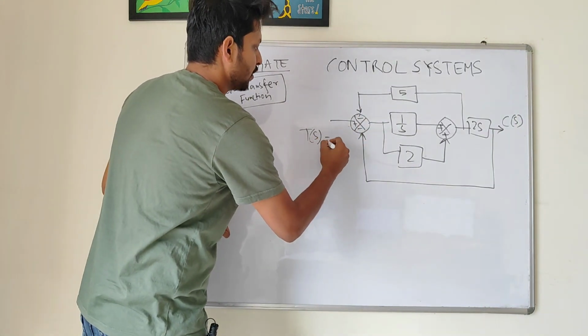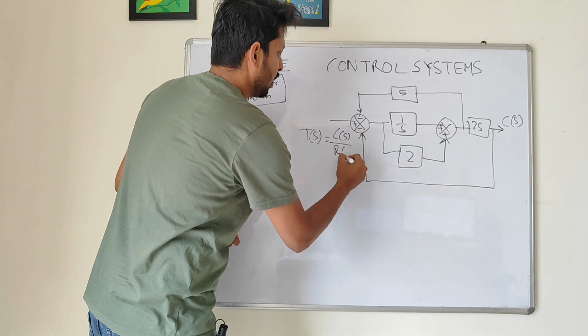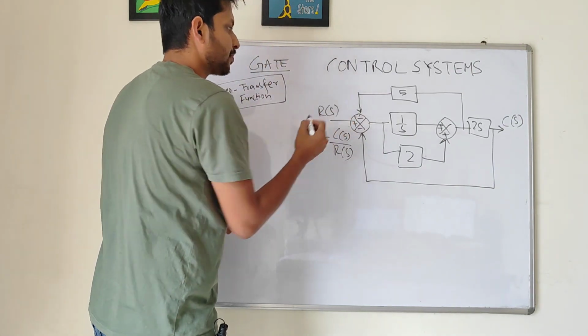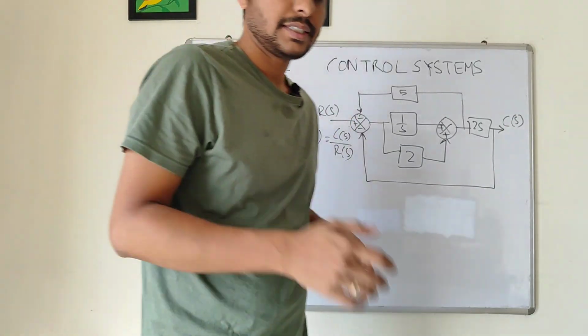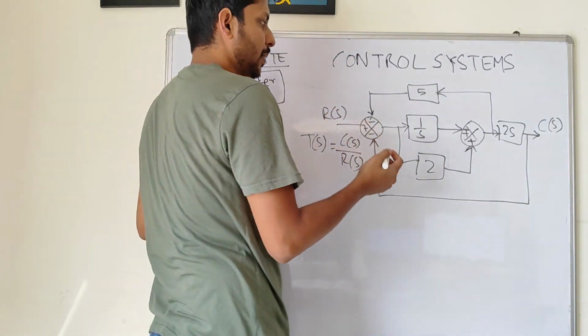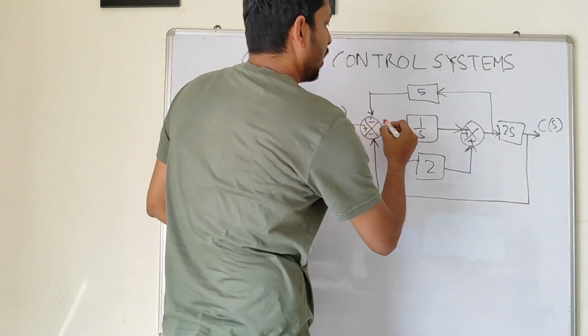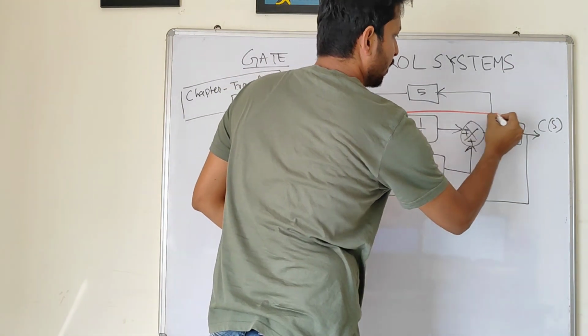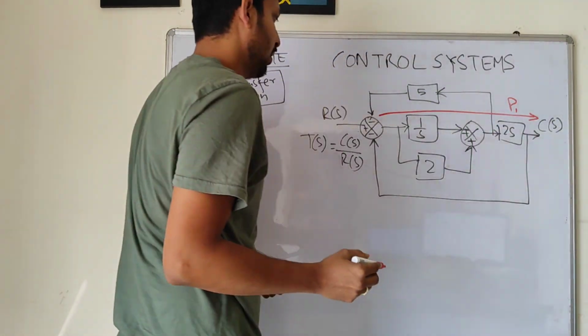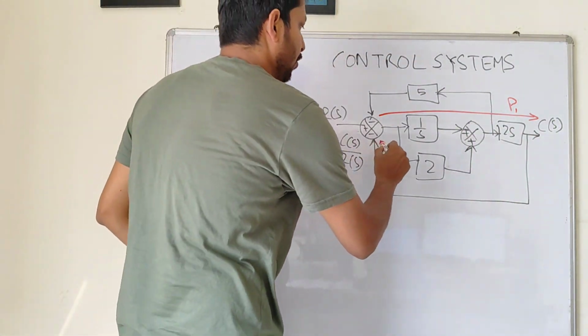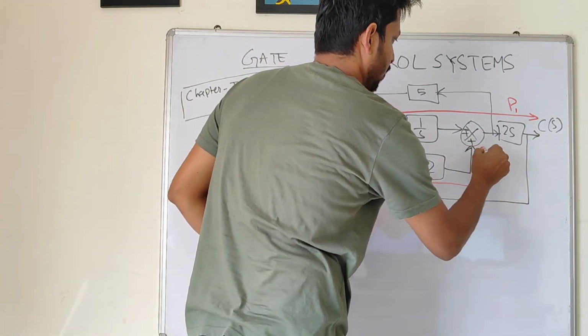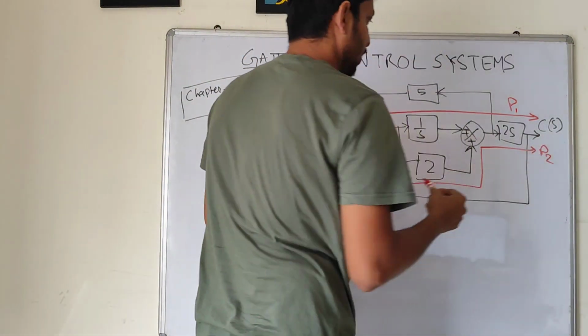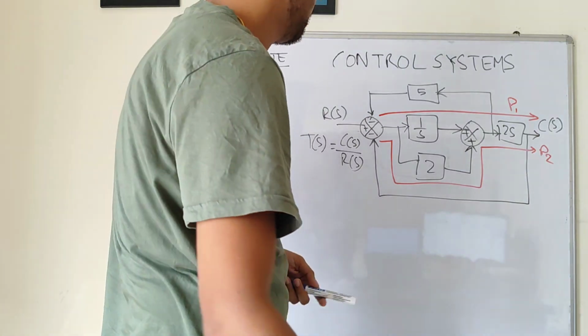So basically the transfer function C(s) by R(s). So R(s) is your input. So let's apply the Mason's gain formula. So we'll find the forward paths. So I can see the forward path is here directly. Let's call it P1. Okay. Another forward path is this one, P2.